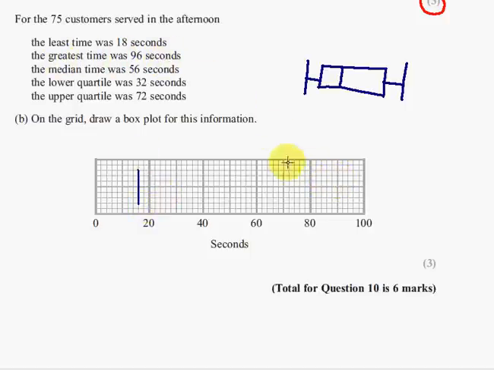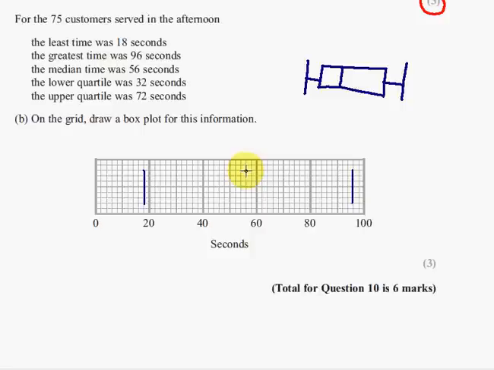Oh, let's have a look at that scale again, actually. I wasn't very careful, I've done it wrong. So I do make mistakes as well. Each one of these is going up in 2s, as 10s are here. So 18 is actually here. Now, 96 seconds is the greatest time. So 90 is here, 2, 4, 6, 96. So the line there. The median was 56 seconds.